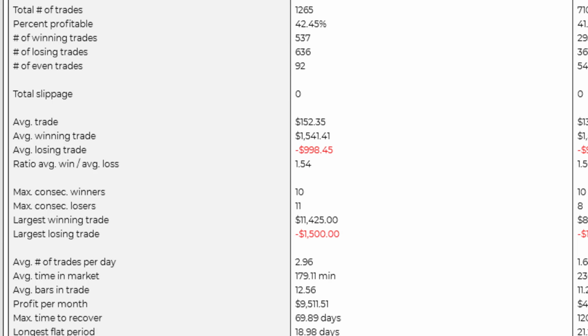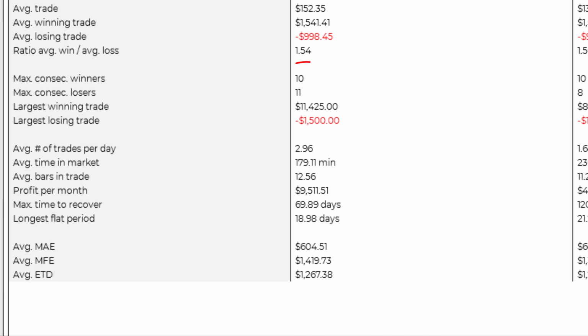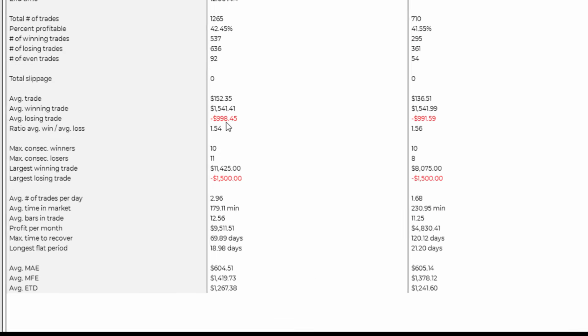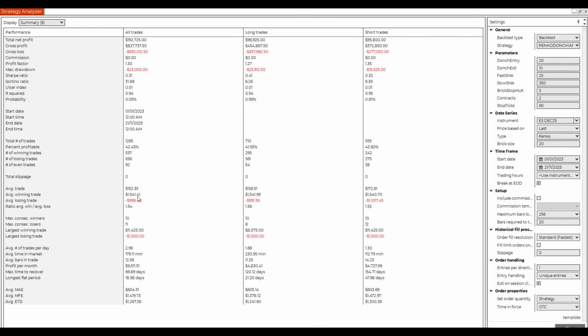Good RRR. And max consecutive winners 10, losers 11. So you've got to factor that into your strategy if you're playing this one. Biggest winning trade $11,000, biggest loser $1,500, and just under about 3 trades per day. So overall, pretty decent results over that 3-year period.